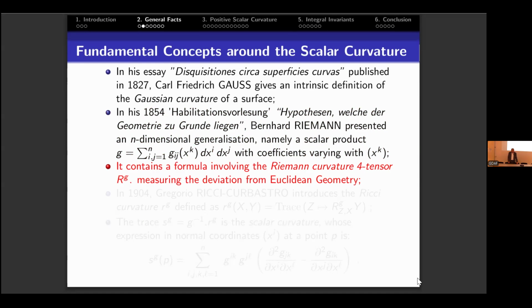He introduces a quantity which looks complicated, called the Riemann curvature tensor, which is a 4-tensor, so it's quite a complicated object, which measures the deviation from Euclidean geometry. It means that if you are in Euclidean space, even in general coordinates, if you compute this curvature tensor, you find 0. So Euclidean space is flat, has no curvature. And it's interesting because it's not clear how he came about to find this. It's not explained in the text.